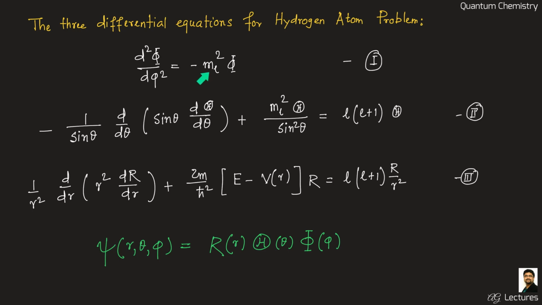Now we'll take those allowed values of ml and we'll plug them in here, and we'll try to solve the second equation. Once we do that, we'll find that only a few allowed values of L will give an acceptable solution for capital theta. We'll take those allowed values of L, we'll plug them here, and then we'll solve the third equation, and then we'll get all three parts of the wave function. We'll just simply write them in this product manner to get the total space part of the hydrogen atom problem.